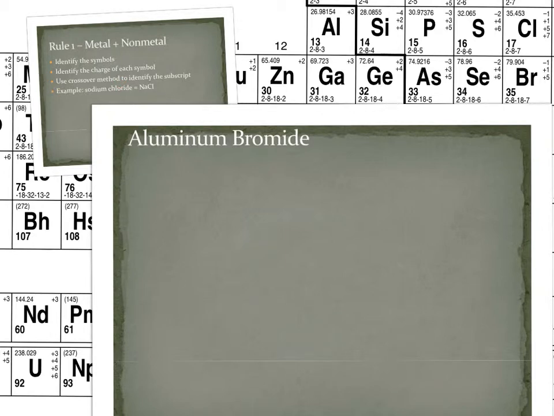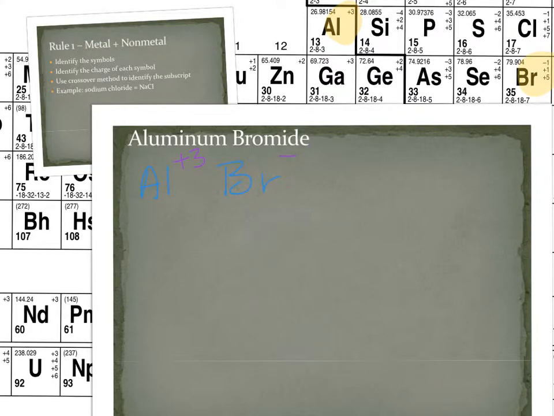So let's take a look at aluminum bromide. In aluminum bromide, we have aluminum and bromine. So let's write down those symbols. Aluminum and bromine. We can see from the periodic table that aluminum has a positive 3 charge and bromine has a negative 1 charge. Remember, if it's the last element, we will use the negative number. So we will write down those charges.